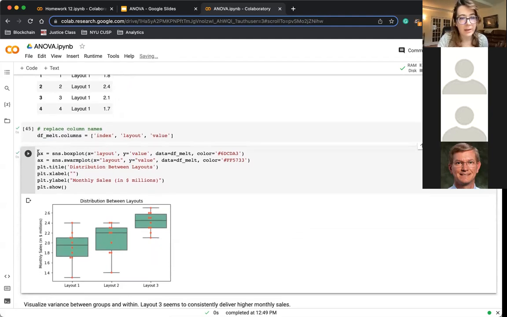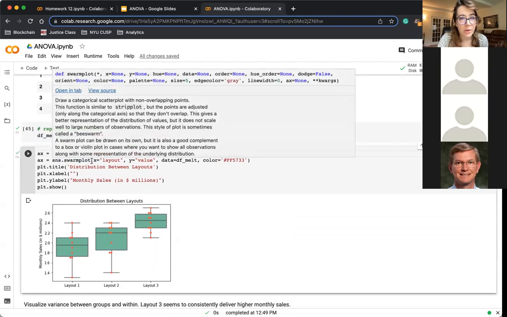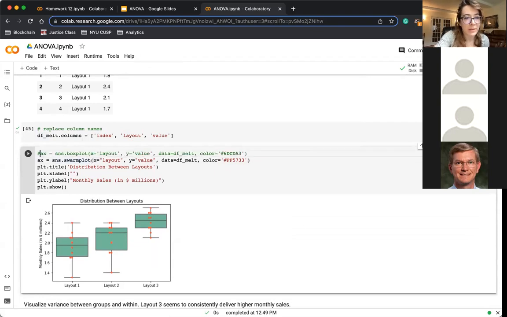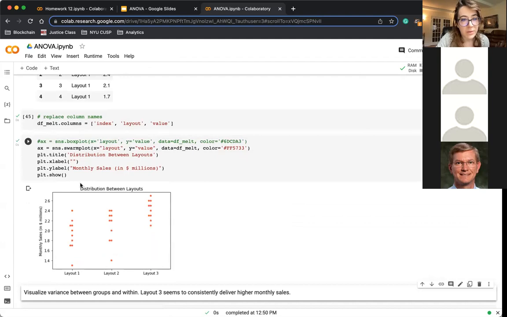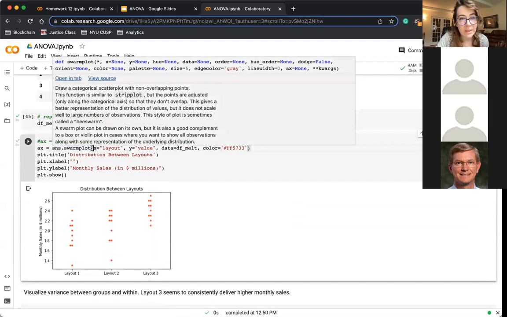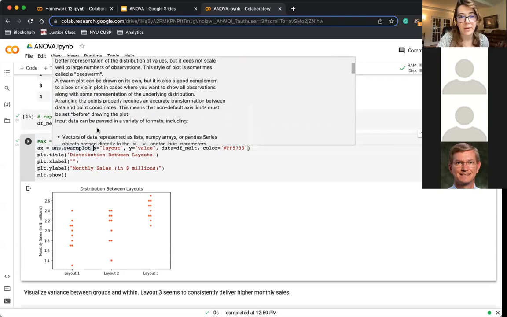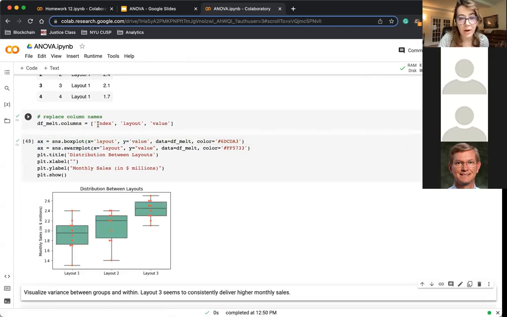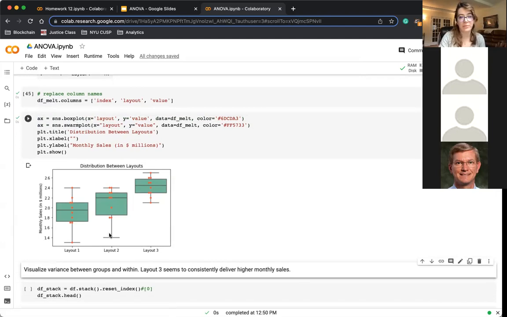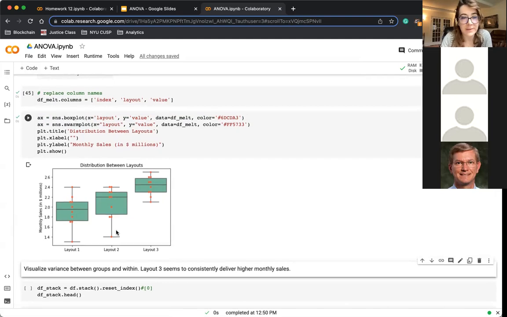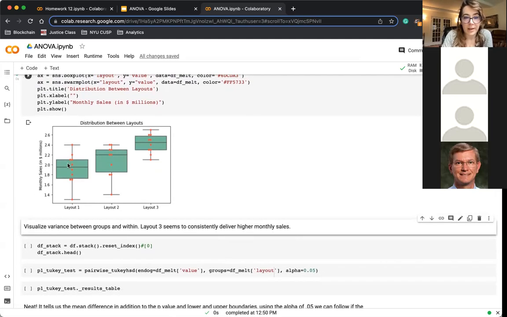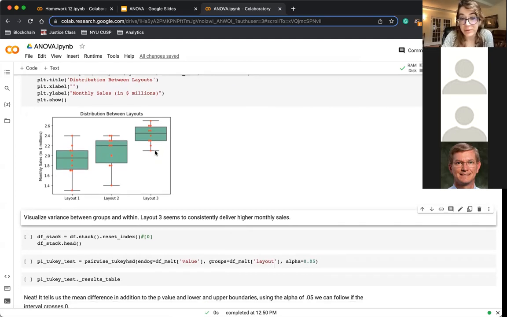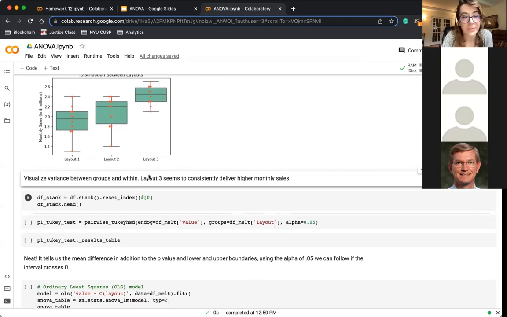And I added this swarm plot onto it. I'm just kind of curious what happens if I do this. Okay, so the swarm plot creates these different points along it that give a different distribution of the values. So this is showing the different observations and how they vary from each other on top of the box plot that we're familiar with. So it's just another way of visualizing the distribution using these points. And we see, as we talked through, layout 3 again seems to consistently deliver higher monthly sales, where there isn't a lot of variance between the samples.